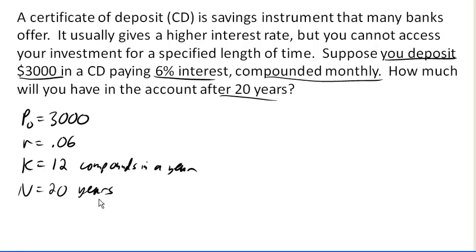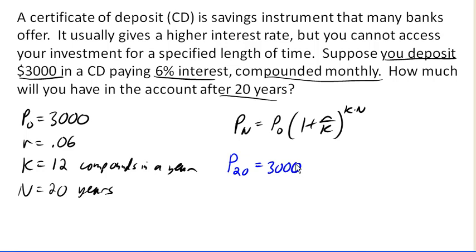So you might remember the formula for compound interest looks like this. And so let's go ahead and plug in what we know. So we know that we're looking for the amount after 20 years. The initial amount is 3,000. My interest rate is 6%, 12 compounds in a year. 12 times 20, because we're doing this for 20 years.